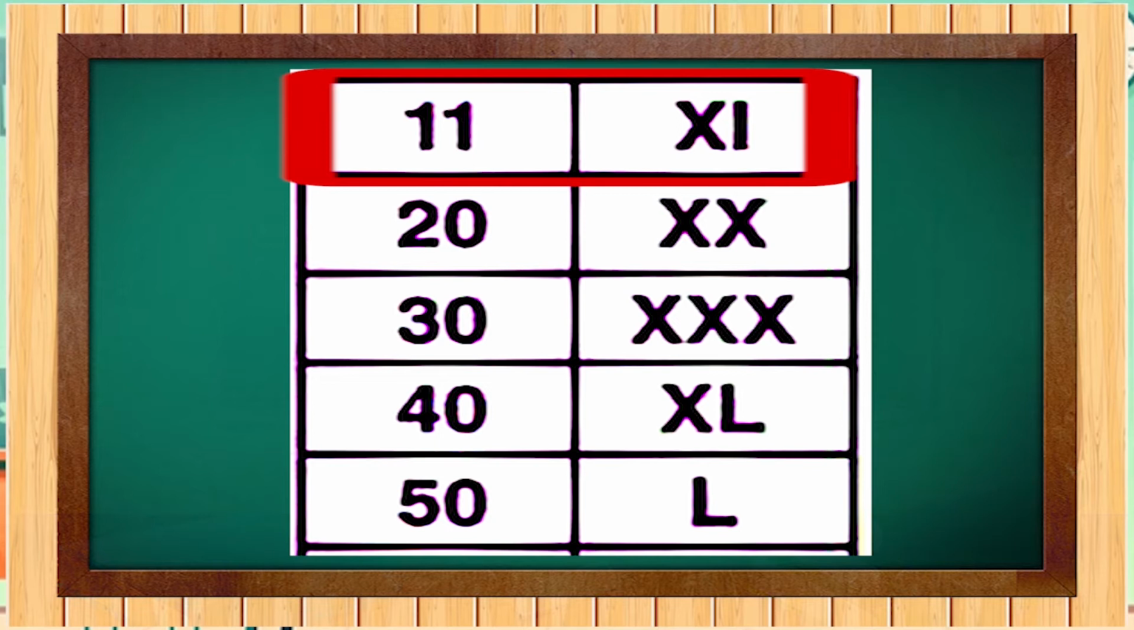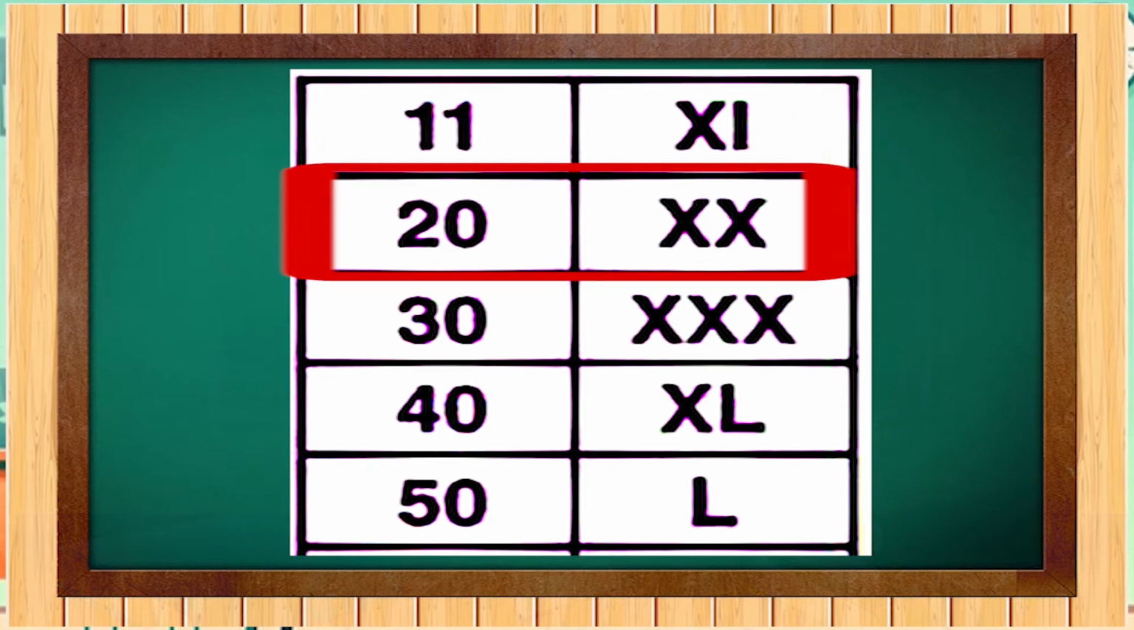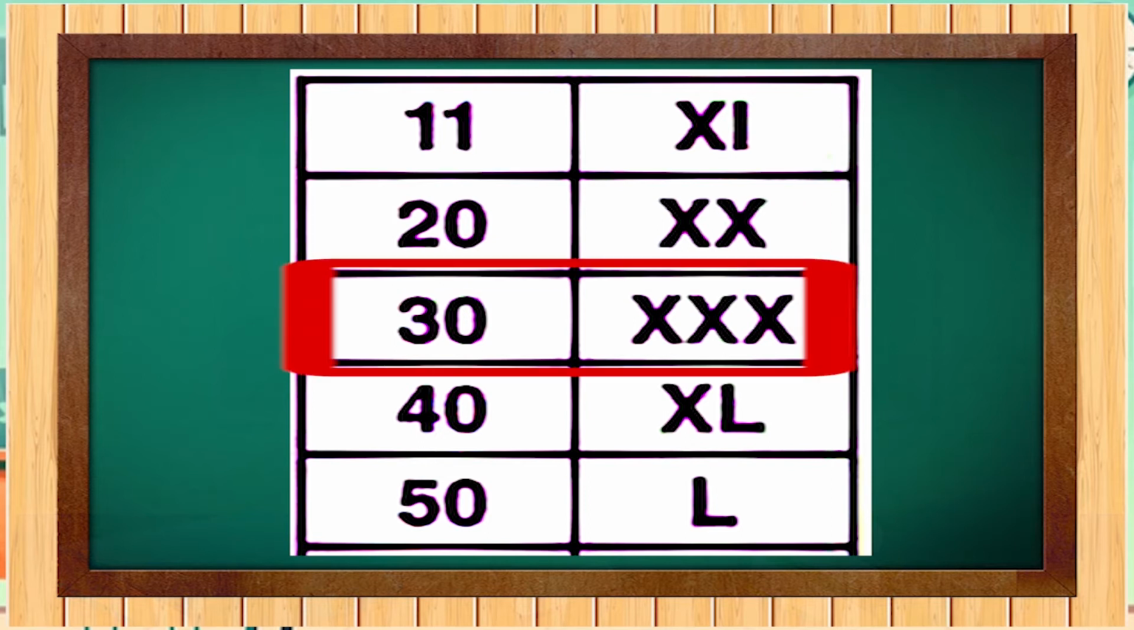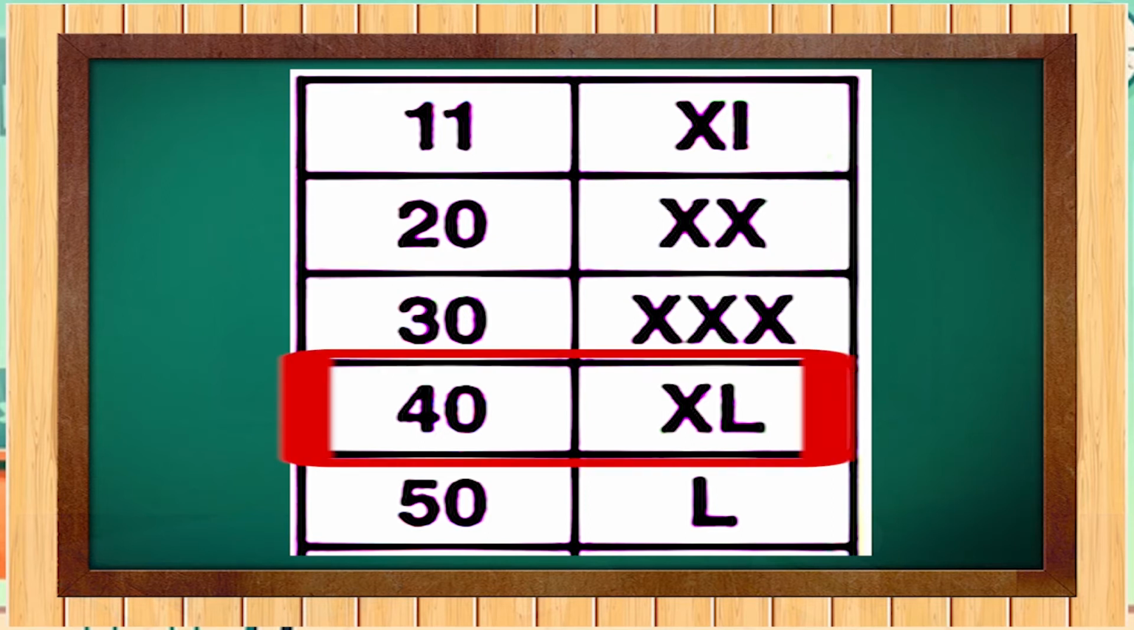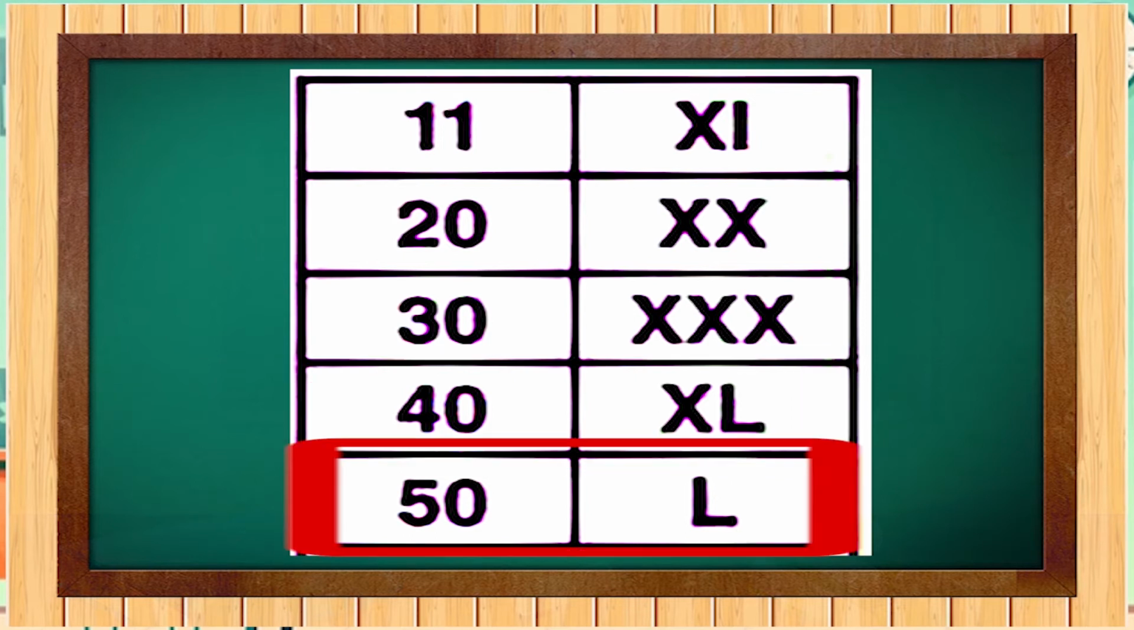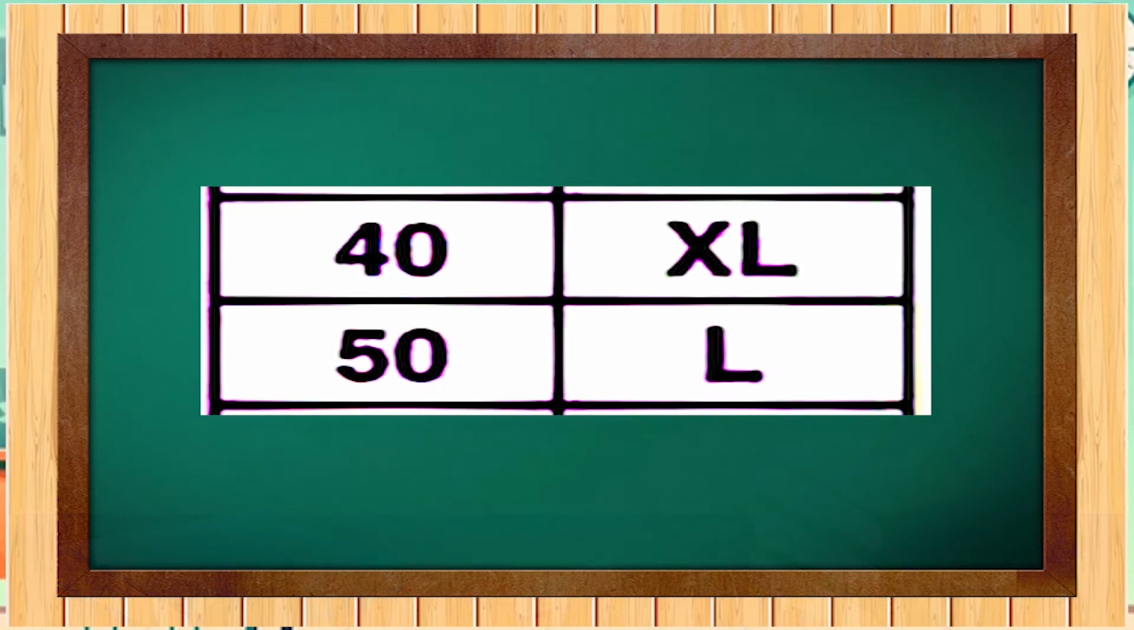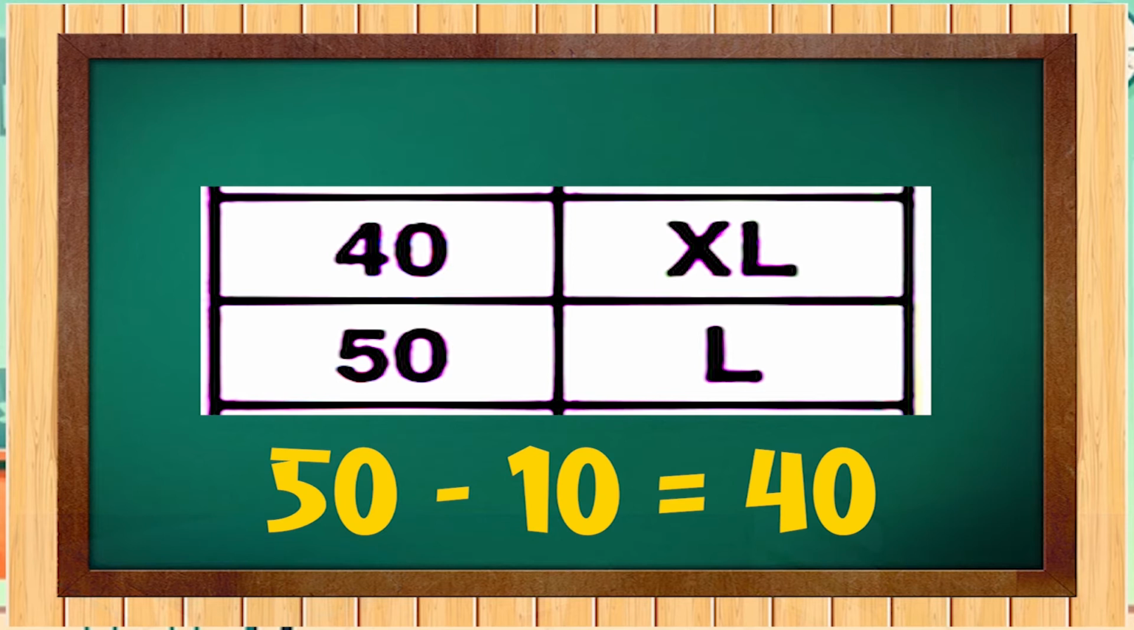11 is represented by XI, 20 by XX, 30 by XXX, and 40 by XL, and 50 by L. There with 50 and 40, you would notice that the subtracting principle again is being applied, whereby 50 is represented by the letter L, and 40 has an X before the L. That really tells us that 10 is being subtracted from 50 to give us 40.